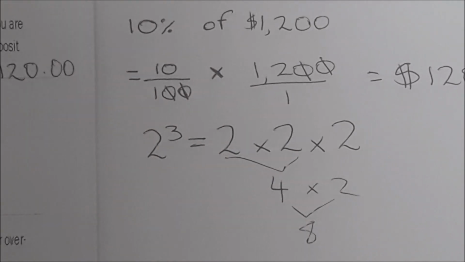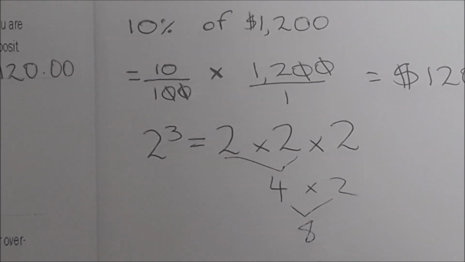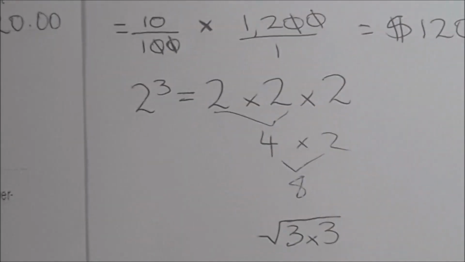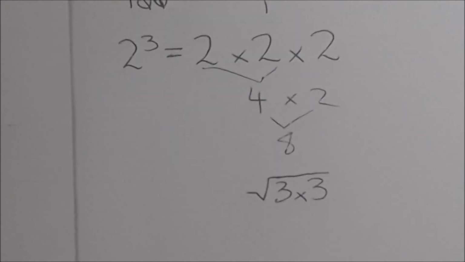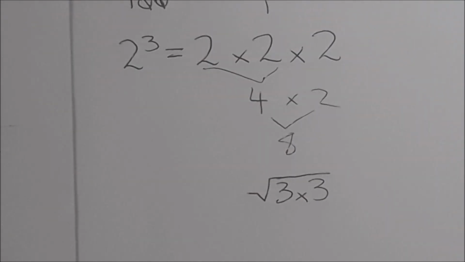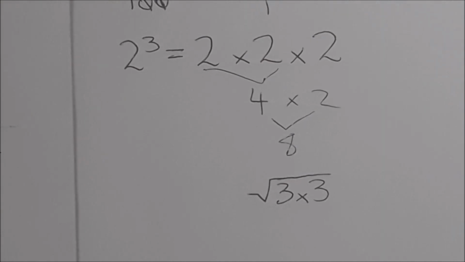And put 3 times 3 inside. Make the line a bit longer. And put 3 times 3. Okay. So if you want the square root of that, you just write one of the 3's. So the answer would be 3.